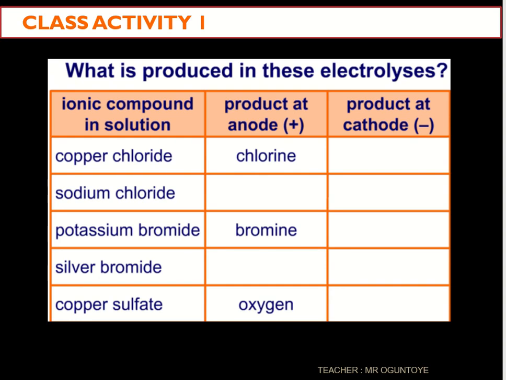Just a little hint here for you. Copper is metal, this is non-metal. So you would expect that if copper is metal, it's positively charged. Metals form positive ions, chloride forms negative ion. Like charges repel, unlike charges attract. So basically, straightforward, your copper will migrate to the negative electrode. That's all. So that's how to solve it.